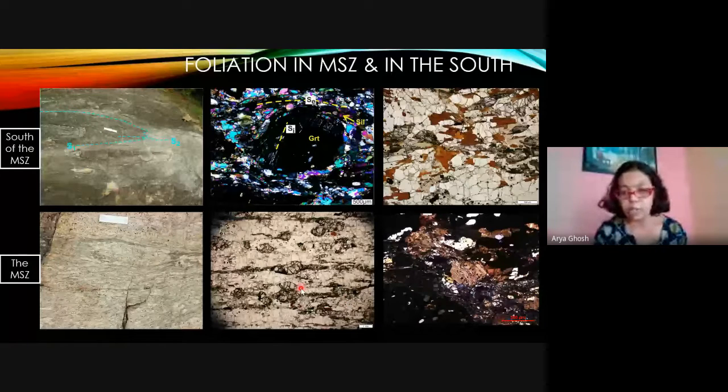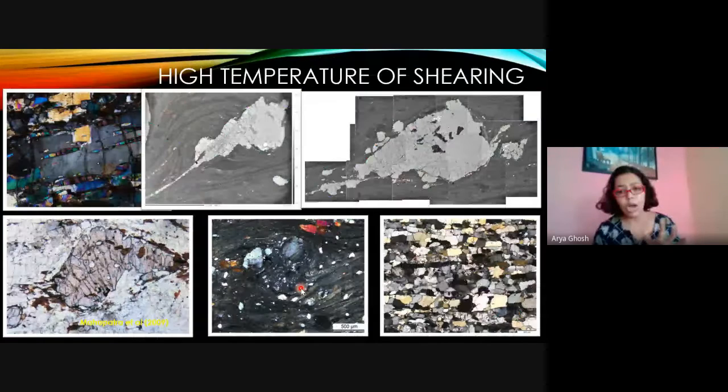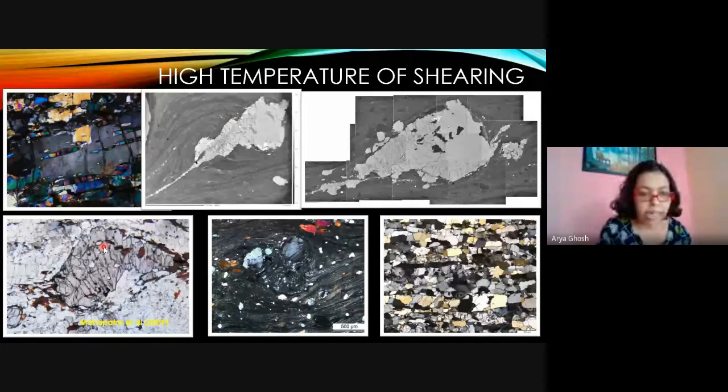Now, if we have a look at the shear fabric, especially the mineral assemblage of the shear zone, we will see an interesting growth pattern of the garnet. This one I have borrowed from Harpatra et al. 2009 because it shows the sigmoidal garnet growth. A garnet which has already formed will usually rotate in response to shearing, but here we can see the garnet has grown sigmoidally in an asymmetric fashion. This generally happens when the garnet grows during the shearing.